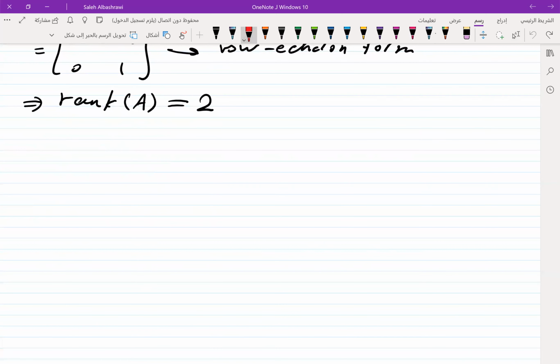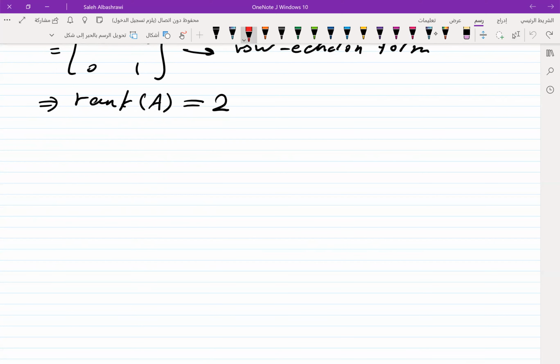So I have another example. Number 2. A is given by 2, 1, 3, 6, 3, 9, minus 1, minus 1/2, minus 3 over 2. So let's convert this to row echelon form.